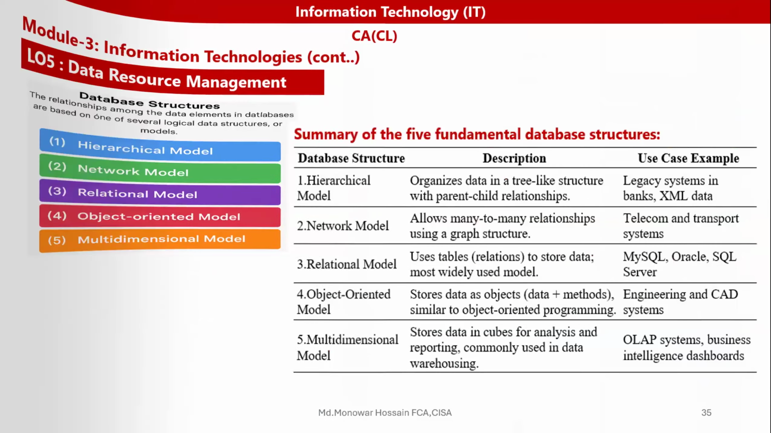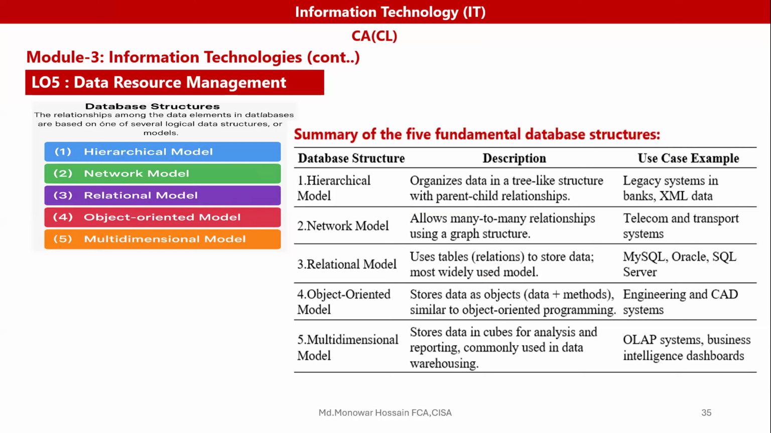Now, if we go for the summary of the 5 models: the hierarchical model organizes data in a tree-like structure with parent-child relations. The network model, we have seen, always handles many-to-many relations using a graph structure. The relational model uses tables and relations to store data and is the most widely used model. Generally, that type of model we are using. The object-oriented model stores data as objects, that is, data with methods, similar to object-oriented programming.